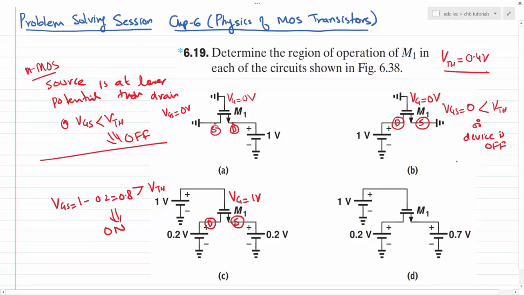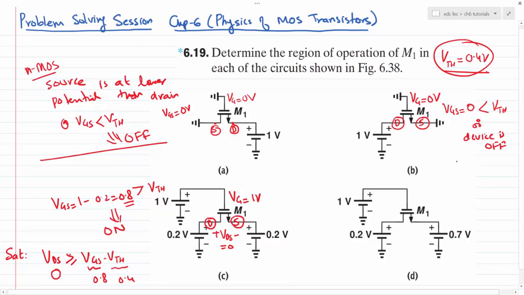Now that we know the device is on, we need to determine the region of operation for this transistor. We know that for the transistor to operate in saturation region, the VDS has to be greater than or equal to VGS minus VTH. Here the VDS is this voltage, which is 0, because on both terminals the voltage is same, which is 0.2. VGS in our example is 0.8 at the moment, and the VTH is 0.4. From here we can see that this inequality does not hold true, so therefore the device is in linear, also known as triode region.